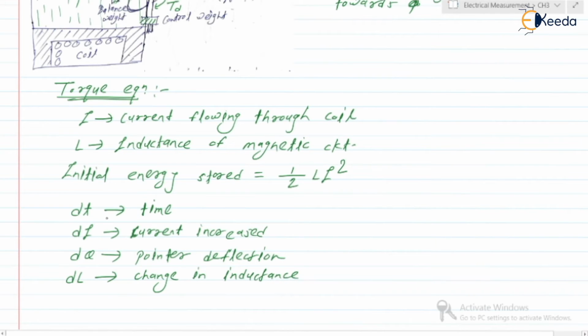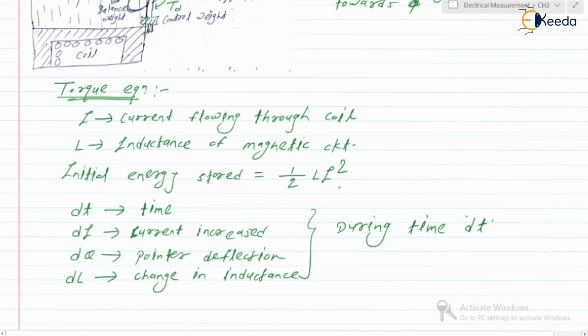This everything is during time dt. Are you getting the point? Which type of scenario are we having? Initially there is some current flowing through the coil. Due to that there will be some magnetic flux produced. Due to that some magnetic circuit inductance will be there, and the initial energy stored is half L I square.